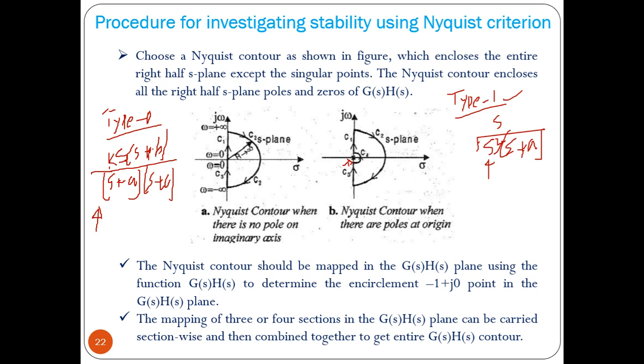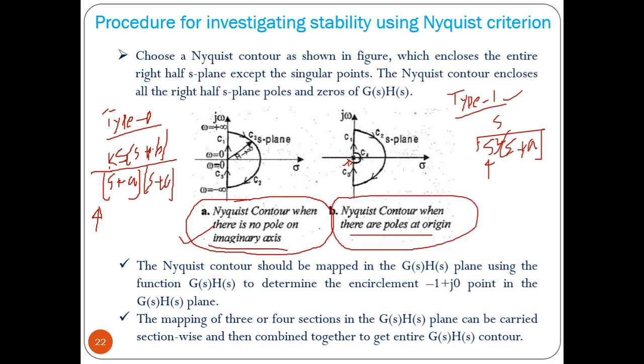That is a singular point, because if we put this pole value in the transfer function, the value goes to infinity. So this is the singular point, and we have to avoid that point. This is the Nyquist contour when there is no pole on the imaginary axis. But this is the Nyquist contour when there are poles at the origin, one pole, two poles, three poles.